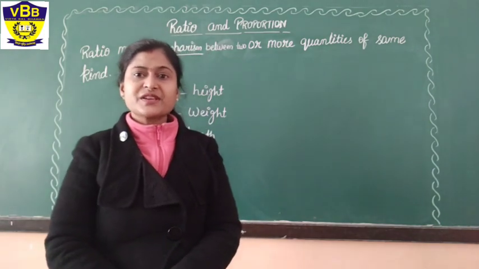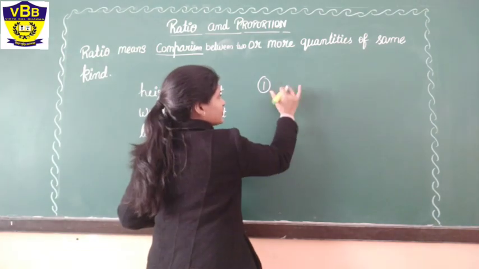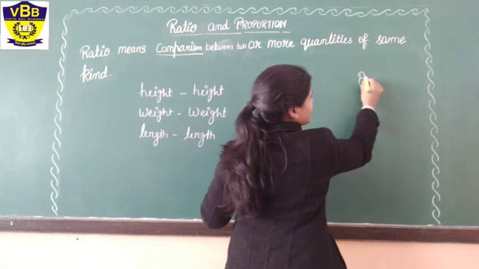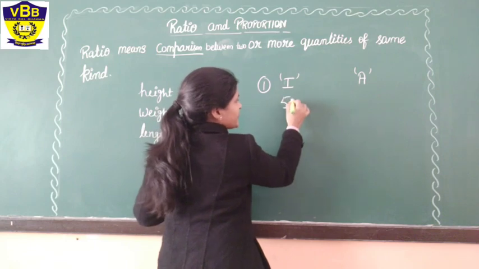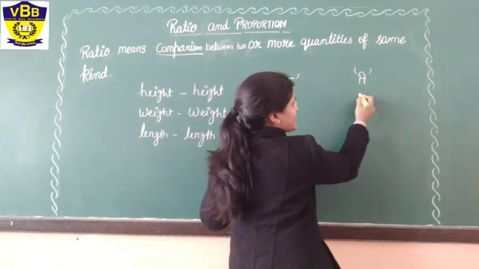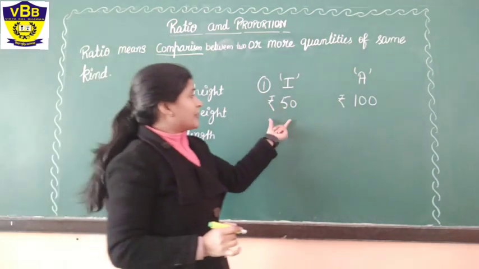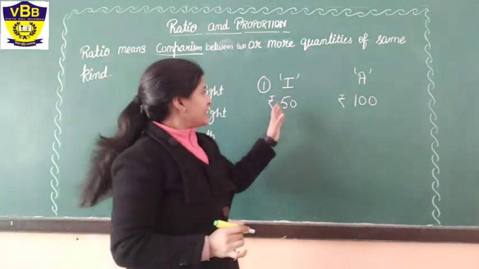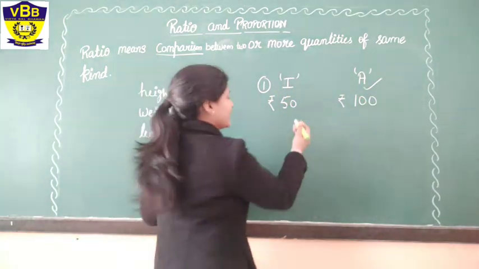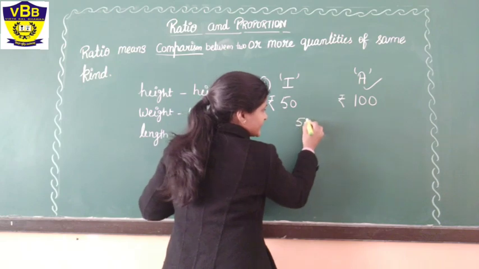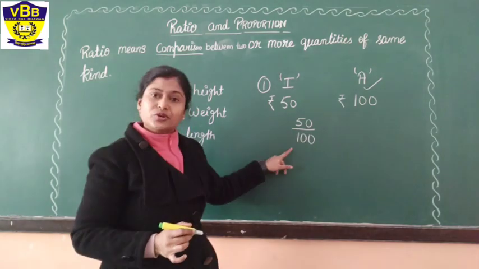So students, let me take one more example. Suppose this is I and this is a person named A. I has 50 rupees and A has 100 rupees. Compare these two quantities. Who has more amount? Your answer is A. How much can we compare? That is 50 divided by 100. So by doing comparison, we need to divide the two quantities.